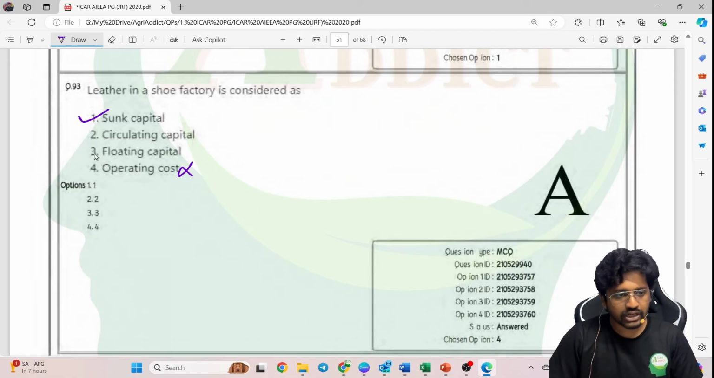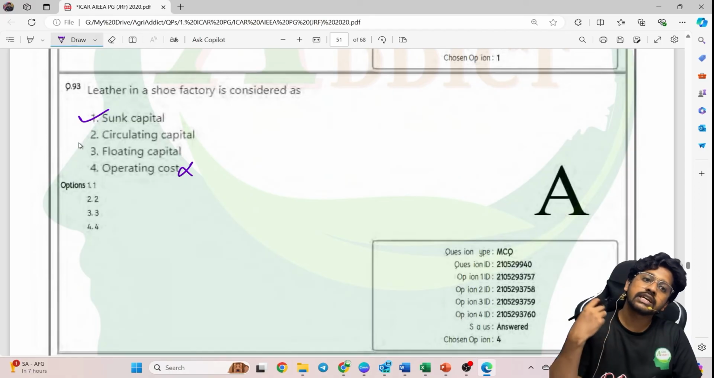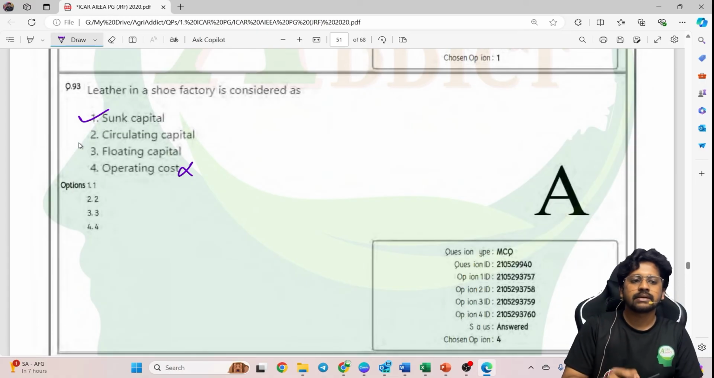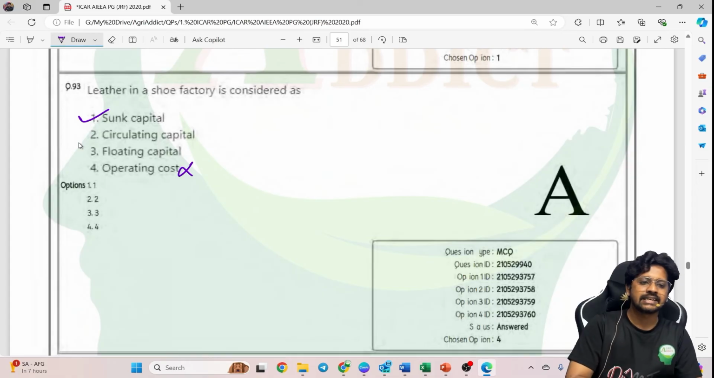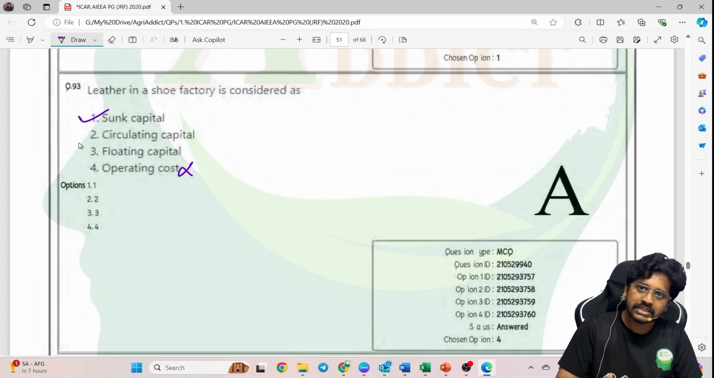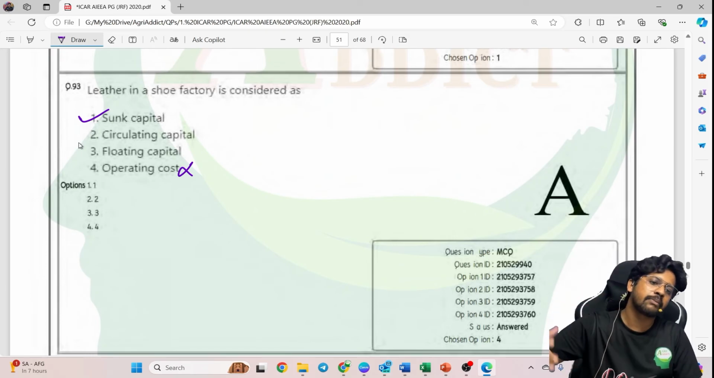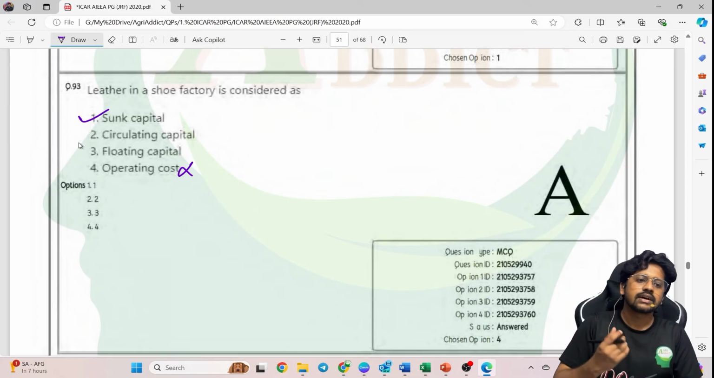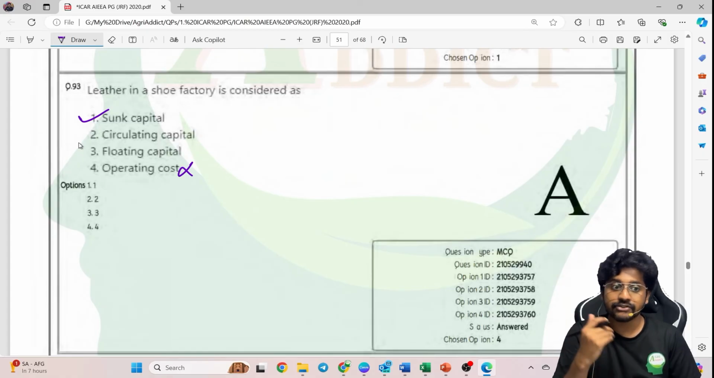What about the floating capital? Floating capital is nothing but that capital which can be used for different functions. Sunk capital was used for only a single purpose, but floating capital can be used for different purposes. For example, electricity. Electricity is a floating capital. It can be used for turning on the machines, for transferring the electricity from one compartment to another, whatever functions we can consider for electricity, it will have many more functions. Differentiated functions will be there for the floating capital.